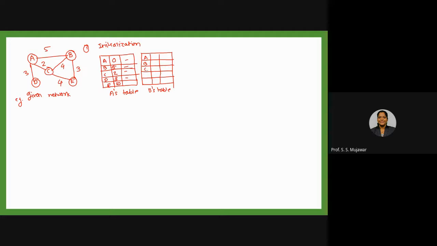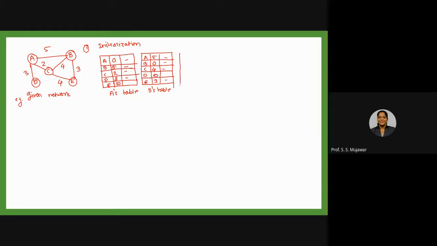A, B, C, D, E. With respect to B, we are calculating now. Now B to A, the distance is 5. B to B, the distance is 0. B to C, the distance is 4. B to D, we are not aware. B to E, 3.